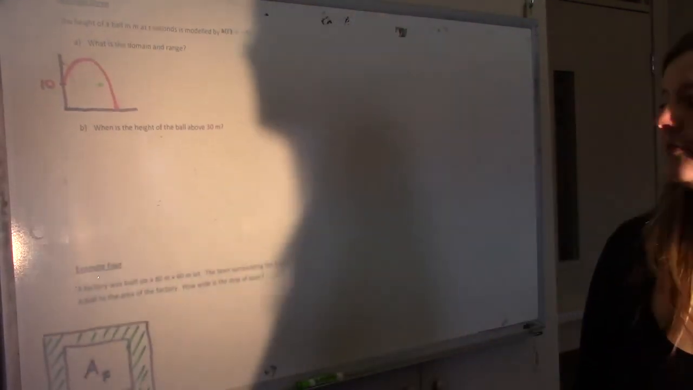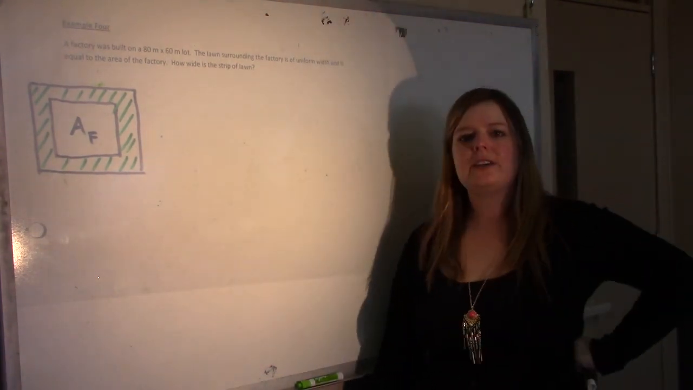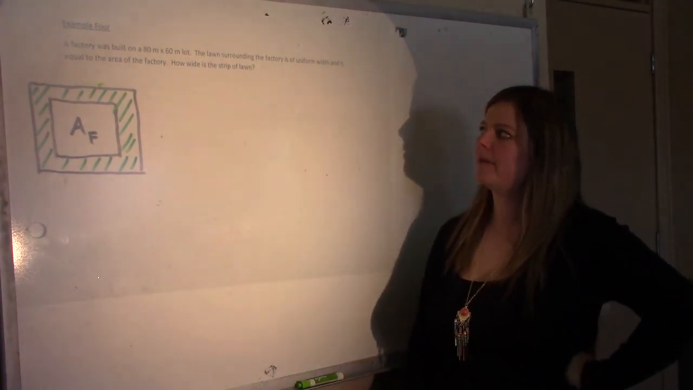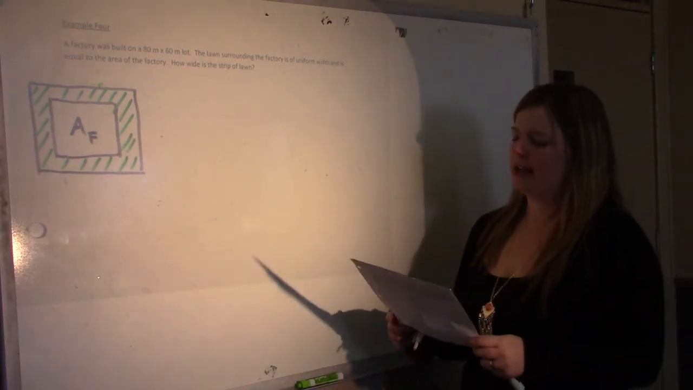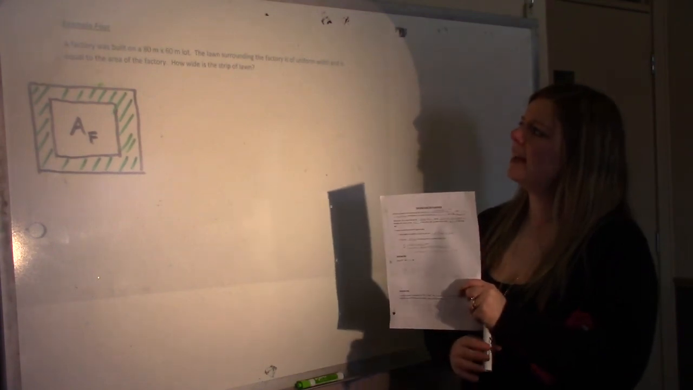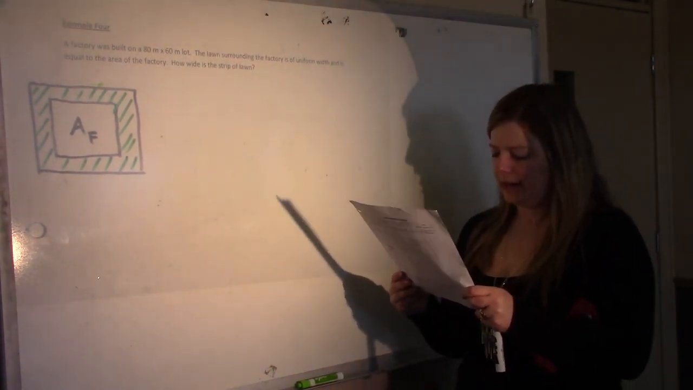Example 4. This is a more difficult example. I'd like you to try it on your own as much as possible, given this very simple diagram I drew. This is the area of the factory in the middle. Think about it, the lot is 80 by 60, and then there's a lawn surrounding the factory of uniform width.